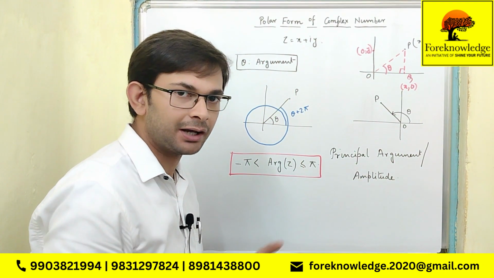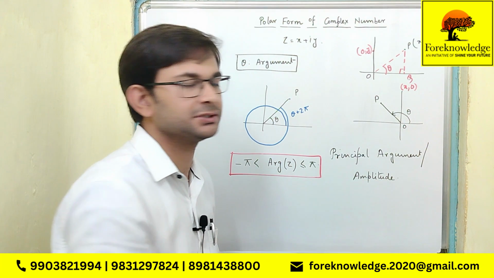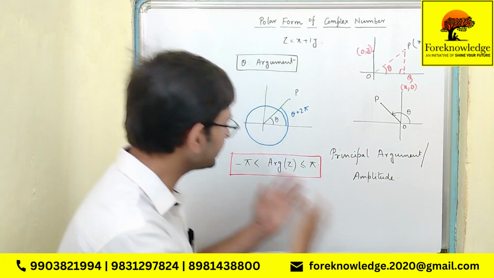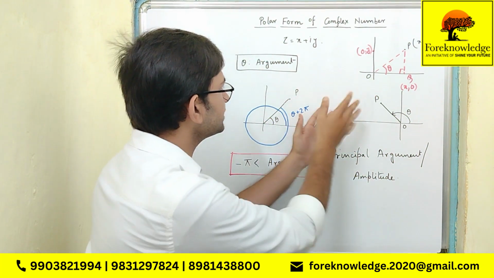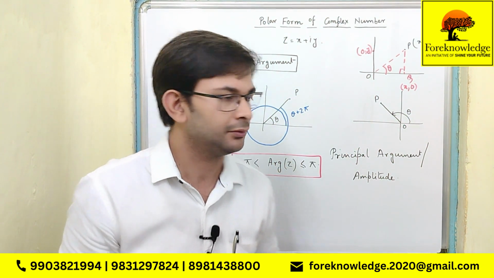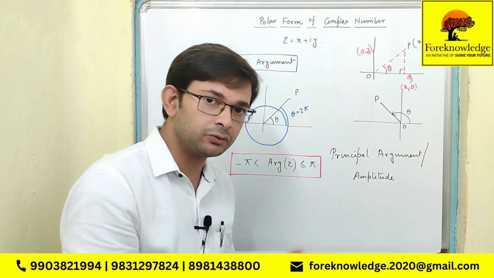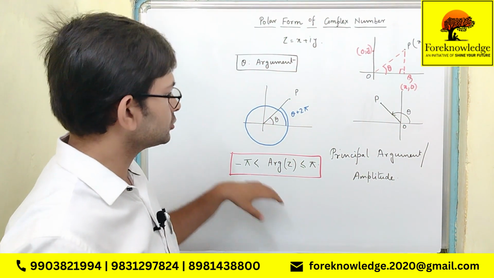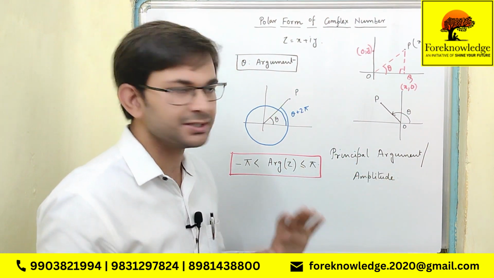Now, how do we calculate for separate complex numbers? Suppose we were given one or two complex numbers. Then how do we calculate this? How do we calculate what is the value of theta? Okay. We have restricted it, but we don't know yet what is the value of theta. That's what we need to find. So I hope the principal argument part is clear.